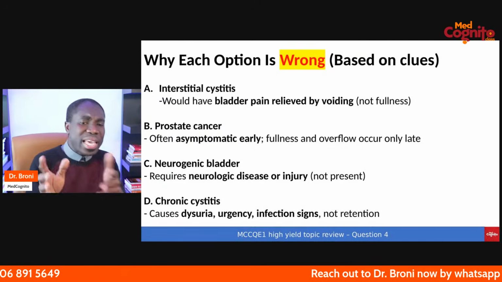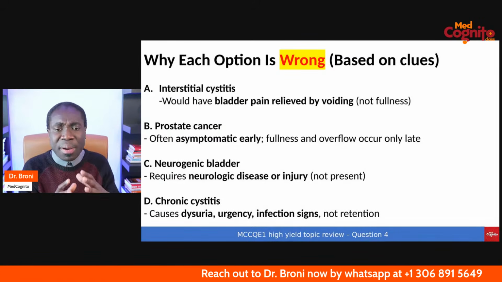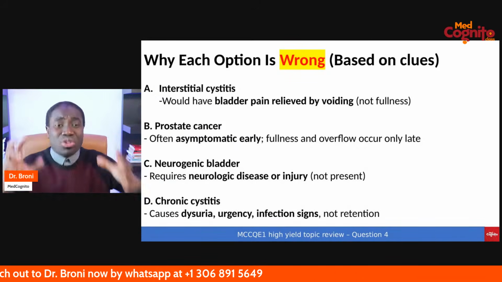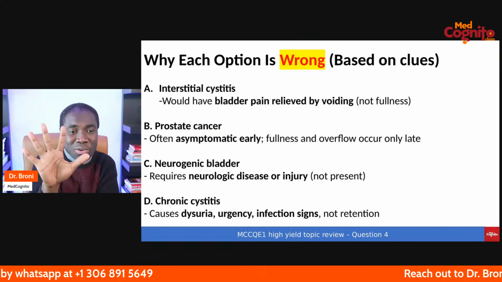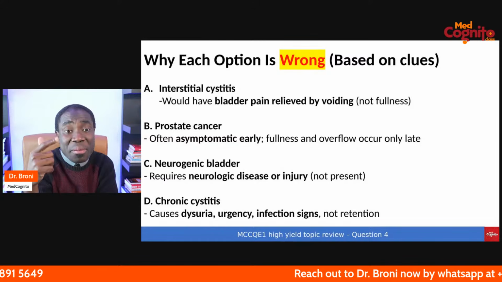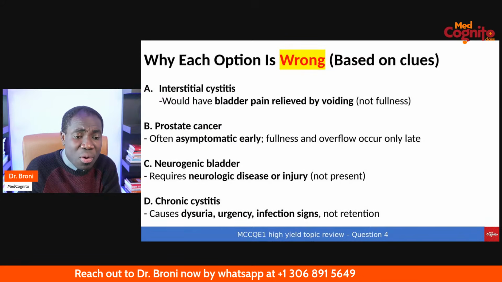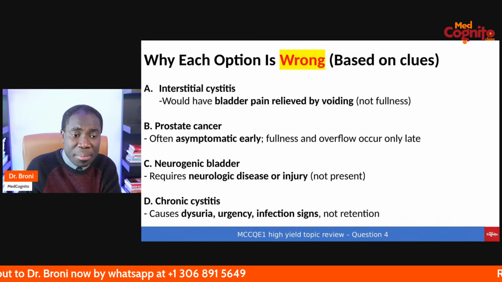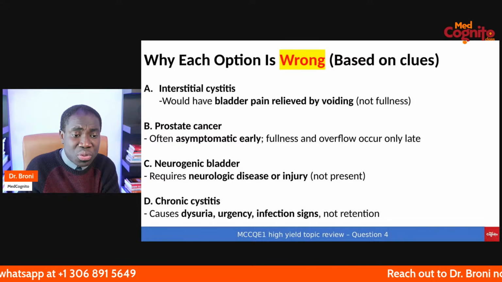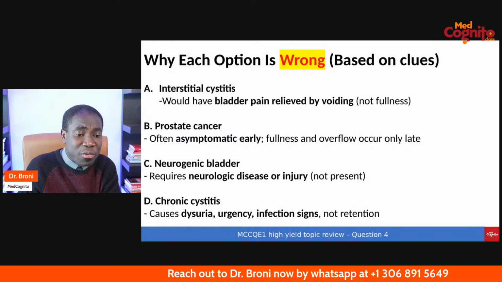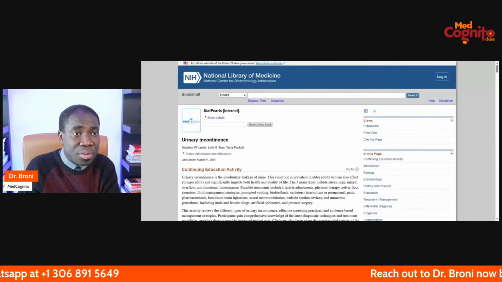Now, why is each of the other options wrong, apart from overflow incontinence? With interstitial cystitis, again, I'm trying to drum it into your mind so that these 5 diagnoses will never beat you, because it's a very important MCC objective. And why do I say that? Doctors, you see why I'm always talking about the fact that we need to make sure that we focus on the objectives.